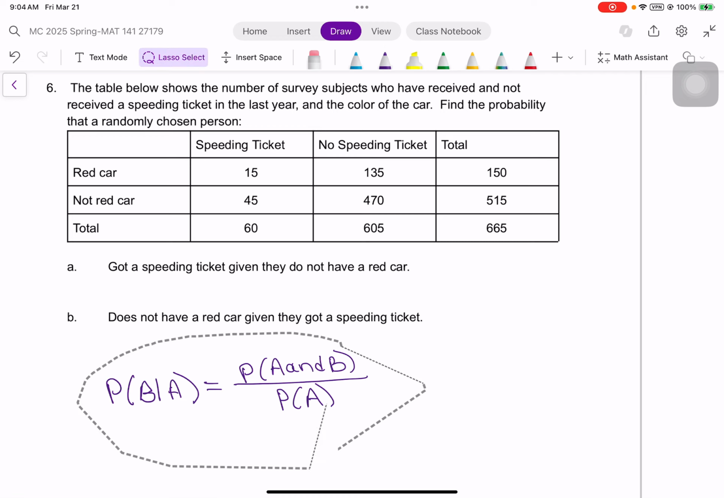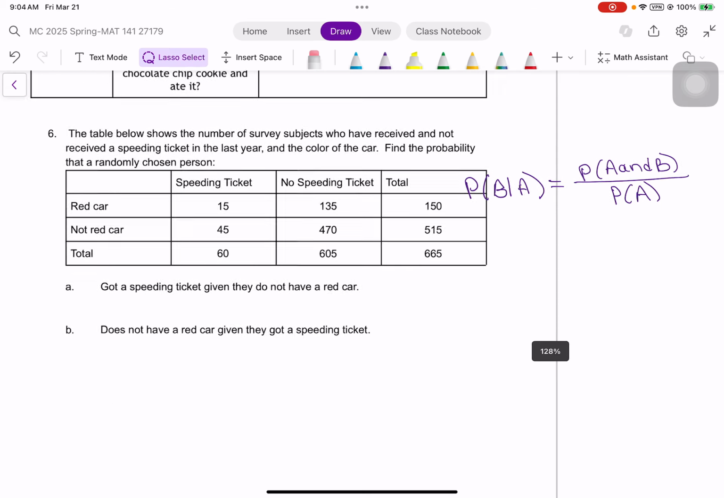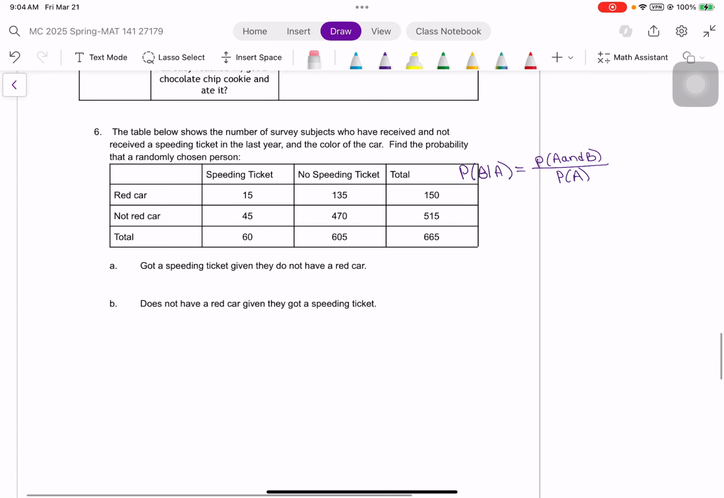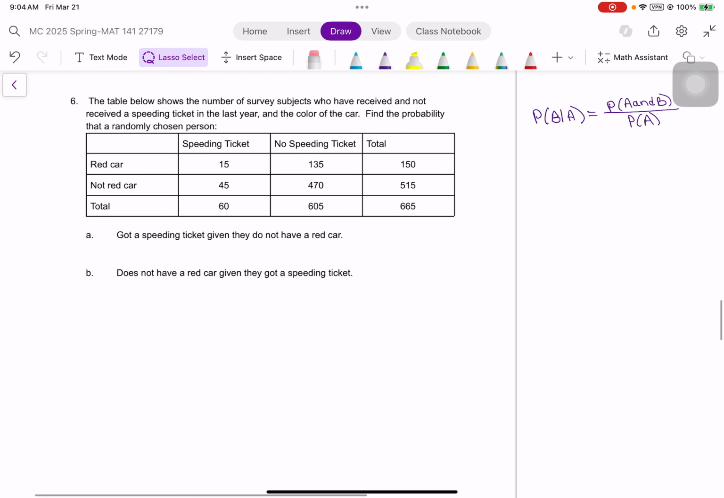So I'm going to move this out of the way so we can talk more about the problem that we're given. Okay, let me see. There we go. So just keep that in the back of your mind when we do this problem. It says the table below shows the number of survey subjects who have received and not received a speeding ticket in the last year and the color of the car. Find the probability that a randomly chosen person, and part A says, got a speeding ticket given they do not have a red car. So first let's make sure we understand how to read the table.